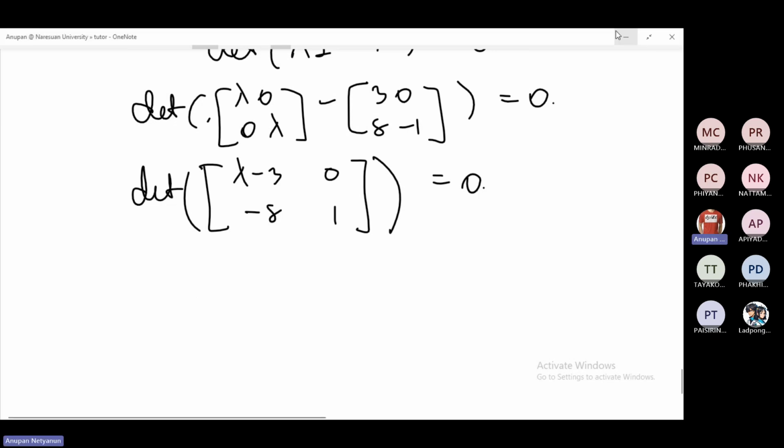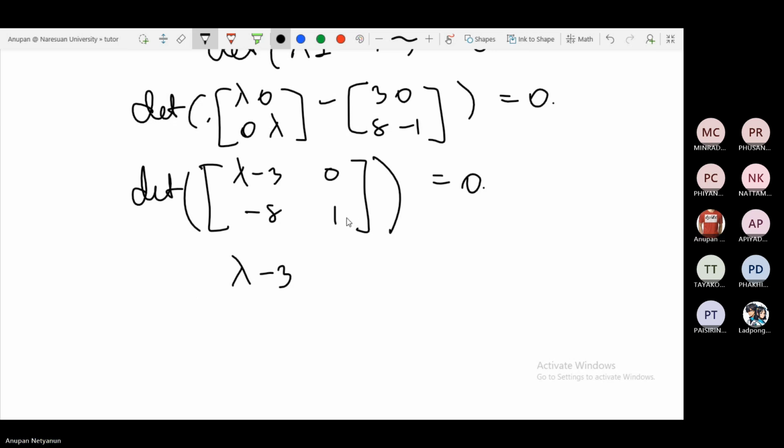Then by lambda, you find the determinant first. So cross multiply, right? Going down, plus; going up, minus. So you have only lambda minus 3, right? And this one you get 0. So you have only lambda minus 3 equals 0.